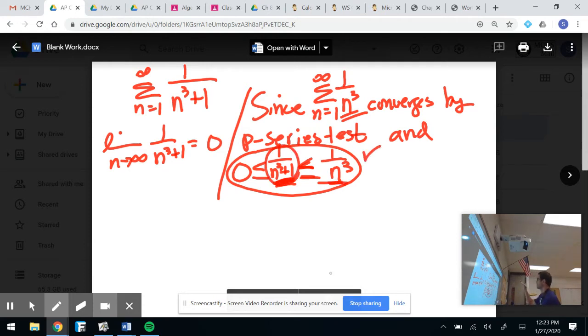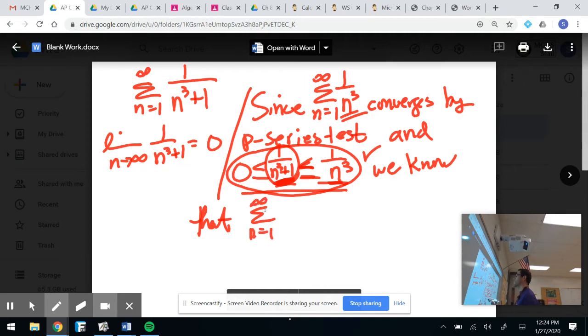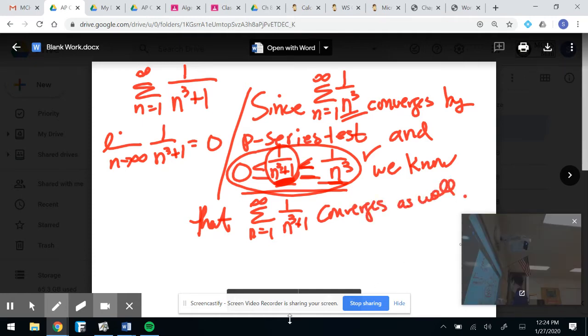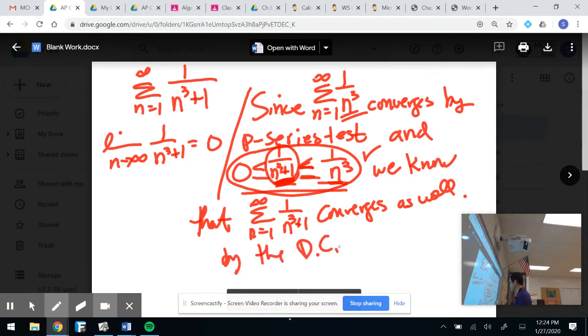Since that p-series converges and we have our inequality that works out, we know that this original problem, which was the one I was trying to answer from the beginning, converges as well. You guys write this out as well, by the DCT. Just get in the habit of writing that out: by the direct comparison test. Boom, that's it.